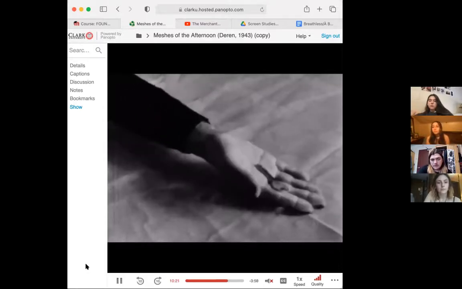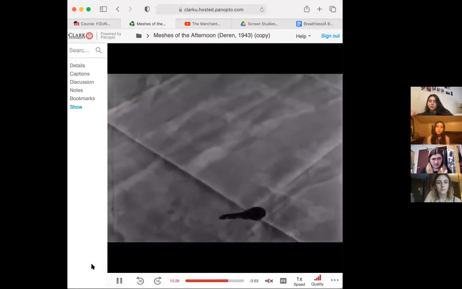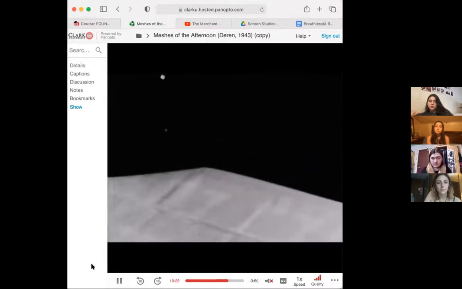I wanted to point out, as we were talking about the three people, how interesting it is that they swing the camera from one person to the next, and it's seamless.